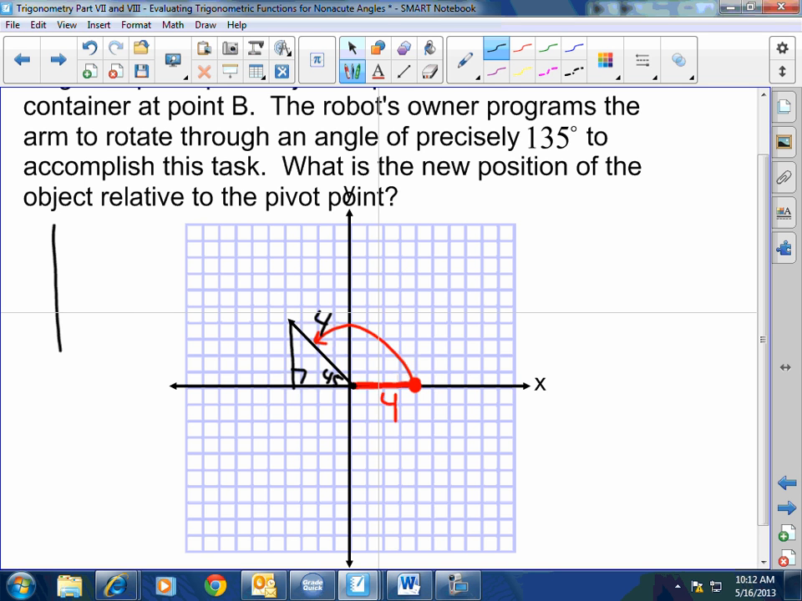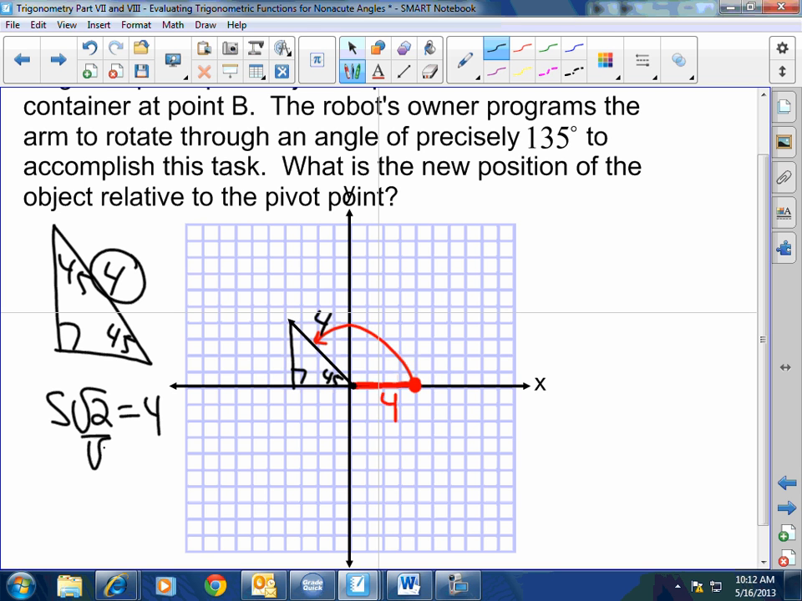Well, this is a 45, 45, 90 triangle. We know that the hypotenuse of a 45, 45, 90 is s times the square root of 2, which equals 4 in this case. So let's solve for s. Let's find what the side lengths are. When I rationalize, it's going to be 2 square root of 2. So this is -2 square root of 2, and this is 2 square root of 2. And now I have everything that I need.